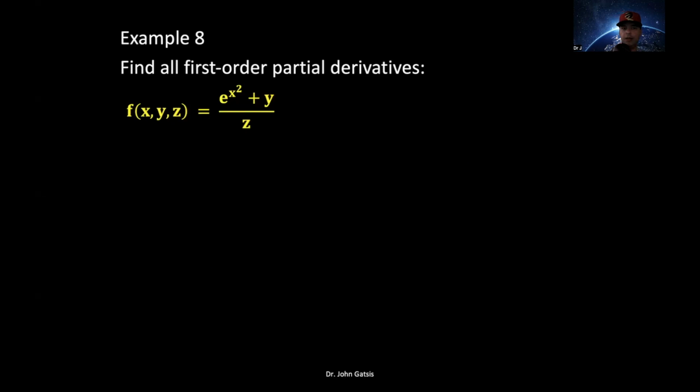Okay, here's one that has a combination of a rational function and an exponential function. This function here, f, depends on 3 variables, x, y, and z, and it will be beneficial to write it a few different ways.